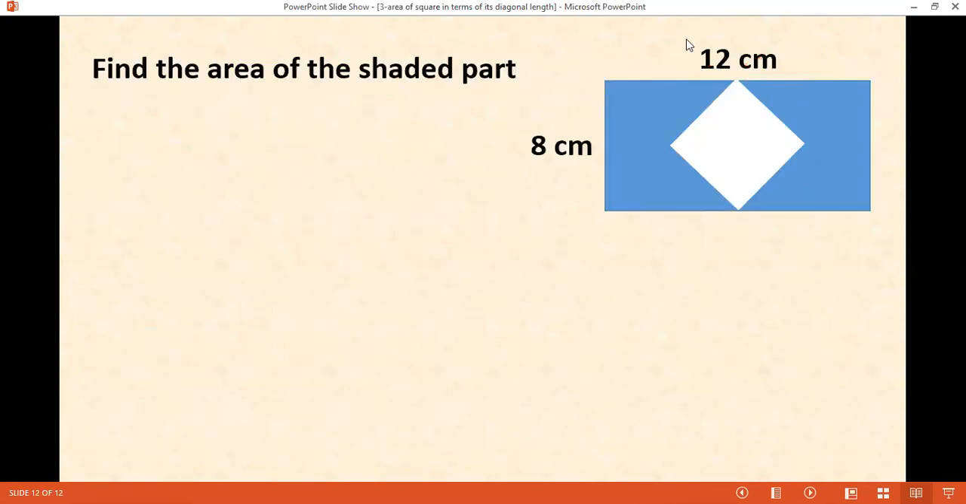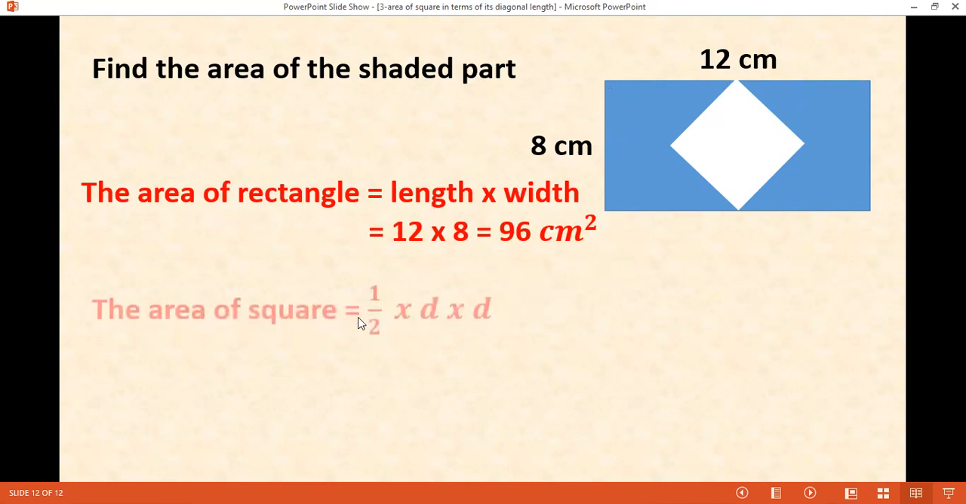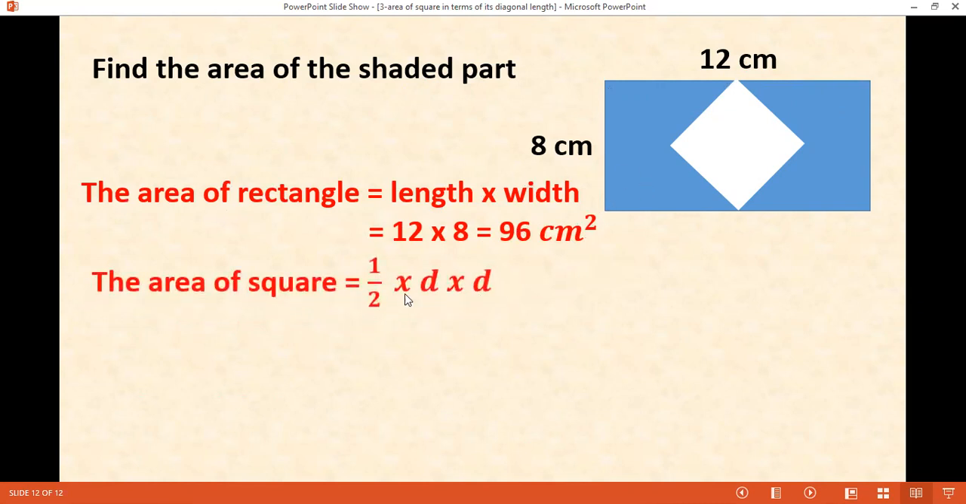Okay, here I need the area of this shaded part. These two parts I have here, the rectangle. Area of rectangle equals what? Length by width. So I'm going to get the first area and then the second area, and then I'm going to get the difference between the two areas because I need the shaded part. Okay, so the first area, the rectangle, equals length by width. And then the area of a square, half by d by d.